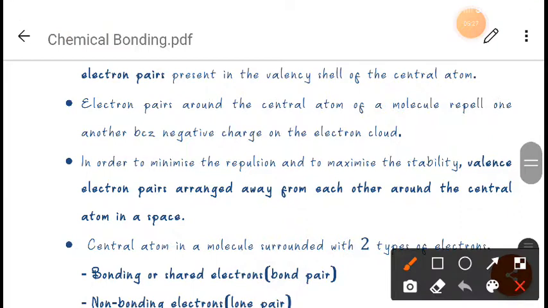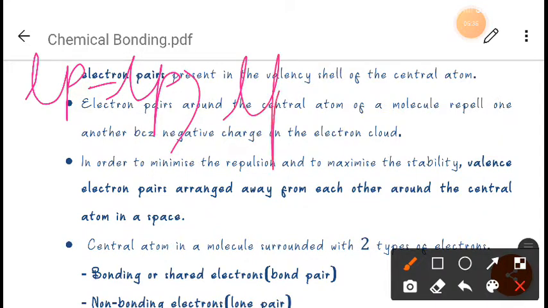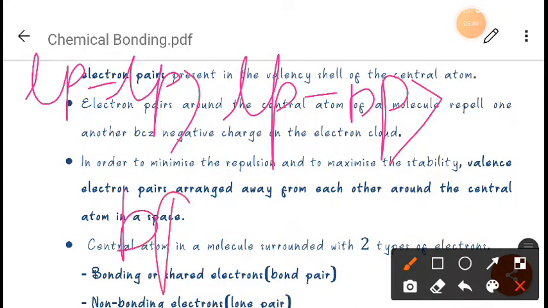Let me write here. It will follow the order like this. The first one will be lone pair, lone pair. After that, lone pair and bond pair. After that, bond pair and bond pair. This will follow this arrangement, or we can say this will follow this order. And now this repulsive force will alter the bond angle of the molecules or ions.